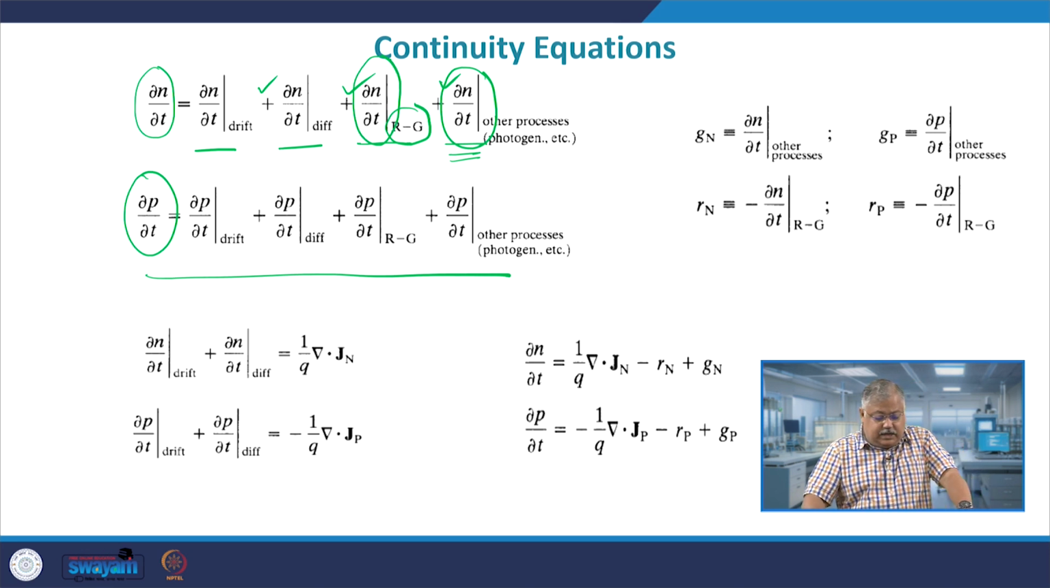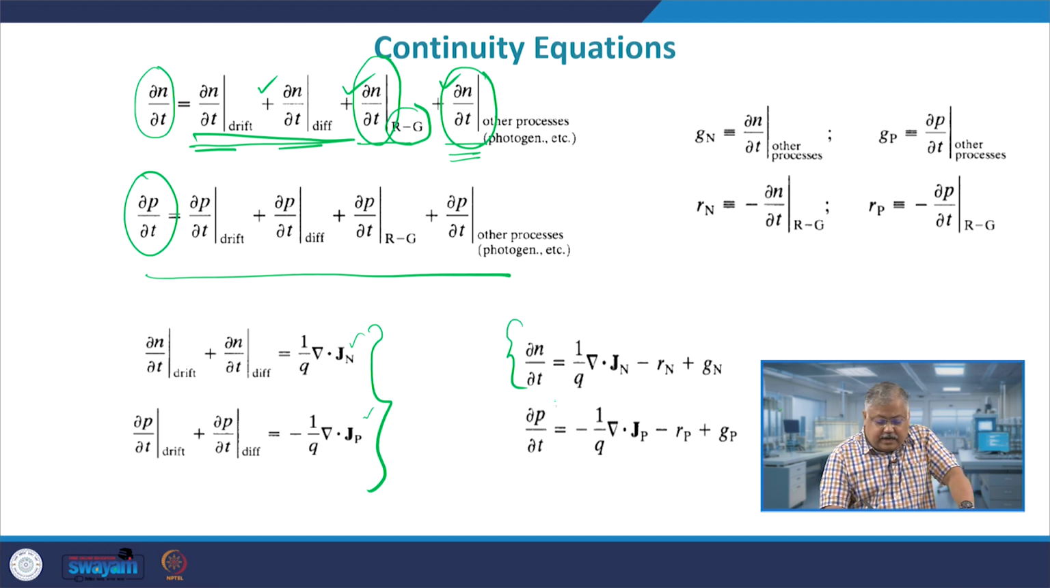Now, we have already seen in our previous discussion that these two terms, which are basically drift plus diffusion, are given by 1/q del Jn, and this is minus 1/q del Jp, right. And please understand why it is minus for holes whereas it is positive for electrons, minus with respect to Jn and Jp. Why this is negative and why positive, I will leave it to you for explanation. We can write down therefore del n/del t equals to this quantity, which takes care of both drift and diffusion, minus the recombination and generation.